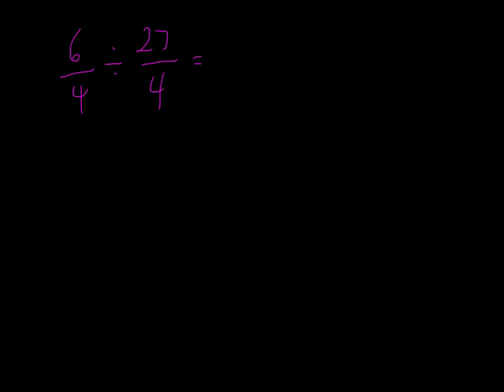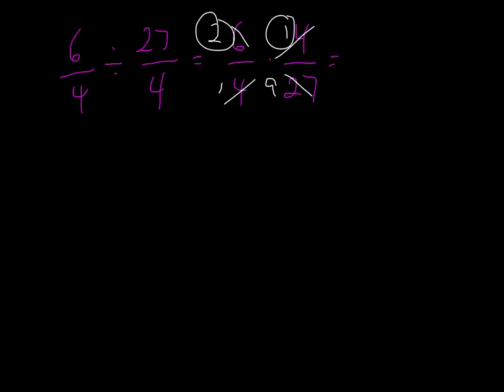6/4 divided by 27/4. First thing I'm going to do, write my first fraction, change it to multiplication, rewrite it in terms of the reciprocal, and now we have a multiplication problem. 4 is its own factor. 4 goes into 4 one time each, so there's a 1 and a 1. And then 6 and 27, greatest common factor we have there is 3. 6 divided by 3 is 2. 27 divided by 3 is 9. So now we have 2 and 1 on the top and 1 and 9 on the bottom, which leaves us with 2/9 as a final answer.